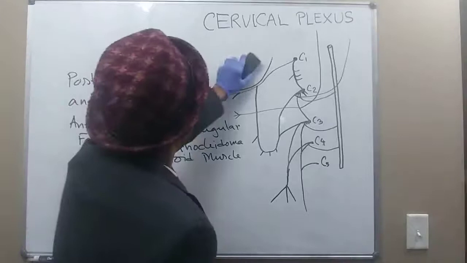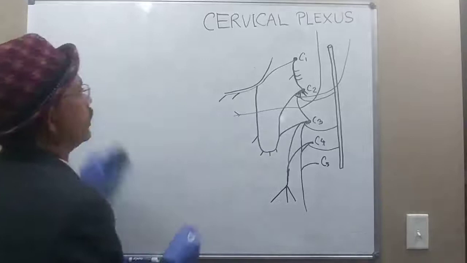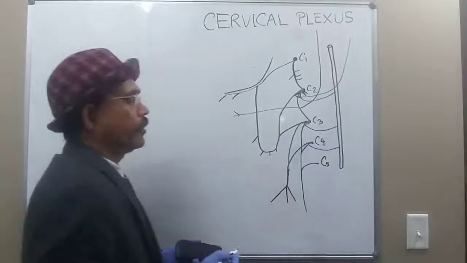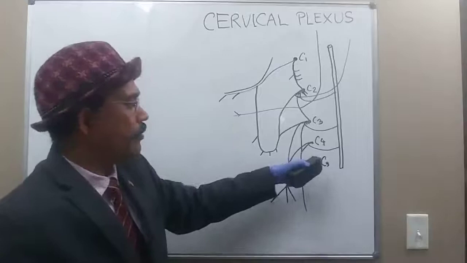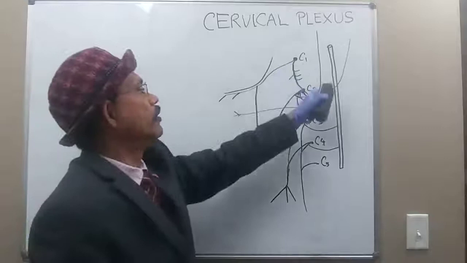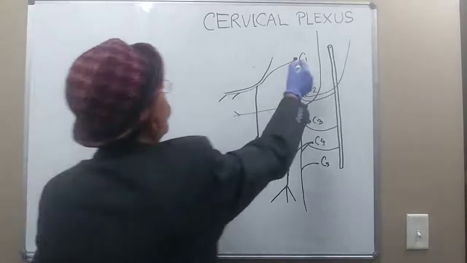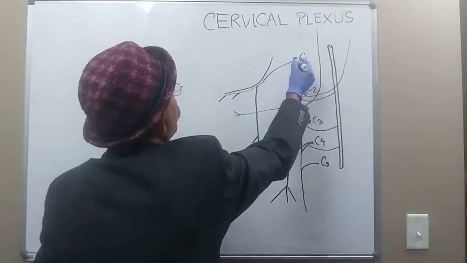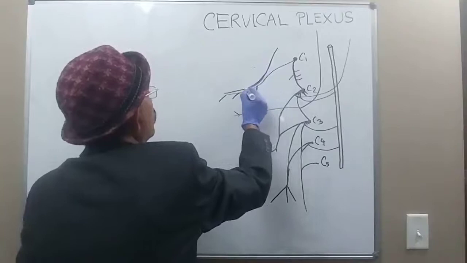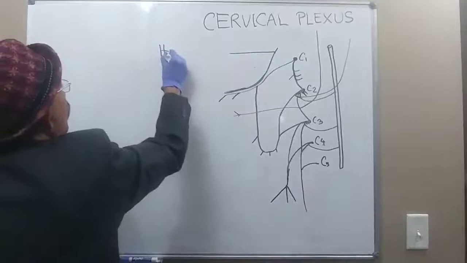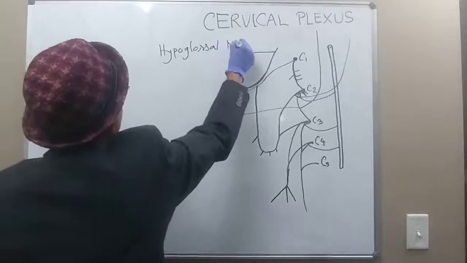So if we go to the formation, we look at the image here, that is formed by C1, C2, C3, C4, okay, that forms the cervical plexus. C5 may contribute to the cervical plexus; some books accept that. I will say C1, C2, C3, C4. These are the nerves for the cervical plexus. C1 here is contributing to the formation of the cervical plexus, and this is the hypoglossal nerve. The hypoglossal nerve is not a part of the cervical plexus.